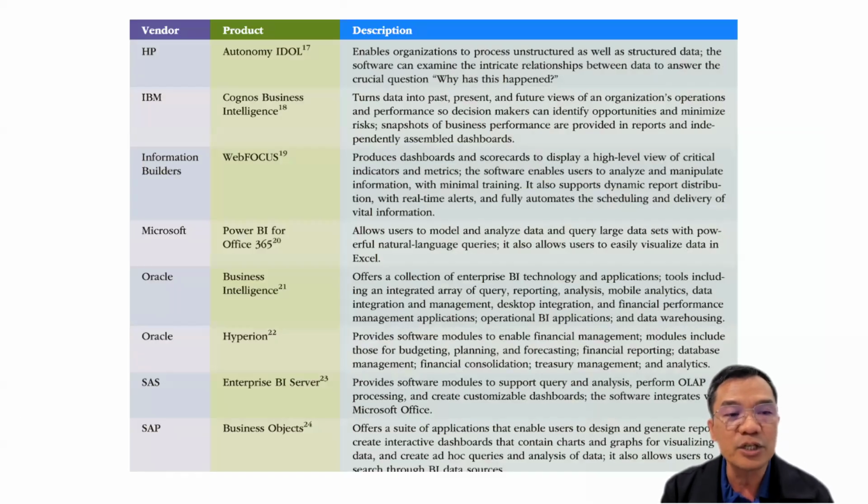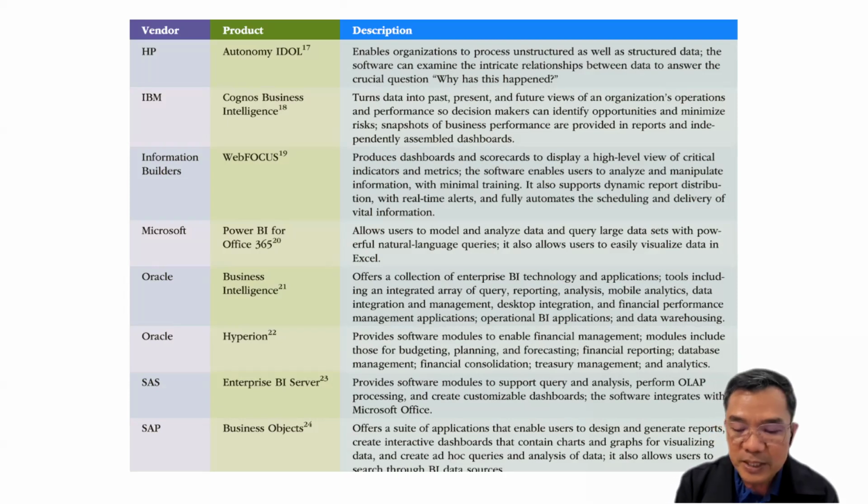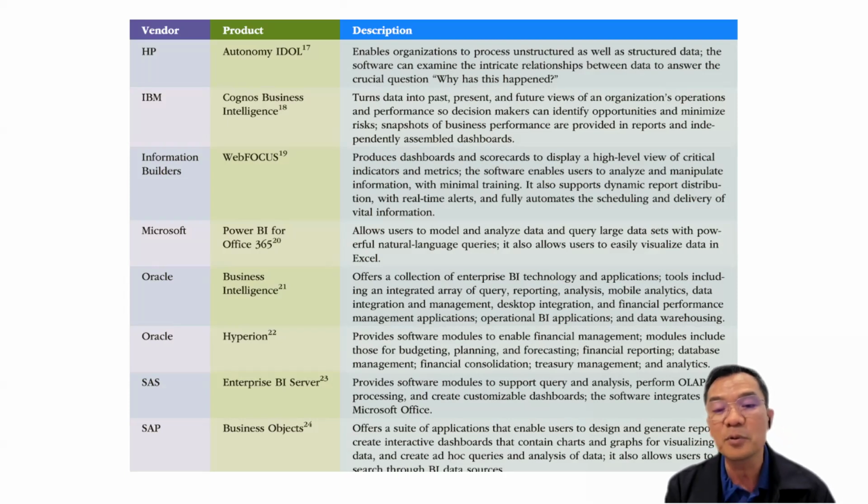So I have here a collection of the business intelligence tools common in the market a few years ago. For example, you have Autonomy Idol by HP, Cognos Business Intelligence by IBM, WebFOCUS by Information Builders, Power BI by Microsoft, Business Intelligence or Hyperion by Oracle, Enterprise BI Server by SAS, and Business Objects by SAP. These are examples of business intelligence software used by large organizations, but these are also expensive ones.